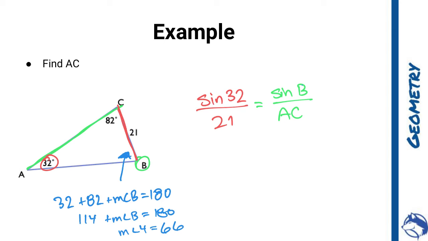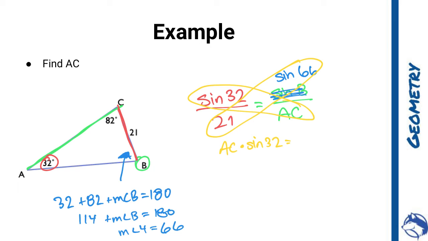So I can go ahead and replace that over here, and I'm going to make that the sine of 66. So once again, you can go ahead and cross multiply, and AC times the sine of 32 is equal to 21 times the sine of 66. So I just divide by the sine of 32, and I'm left with AC is equal to whatever this is.